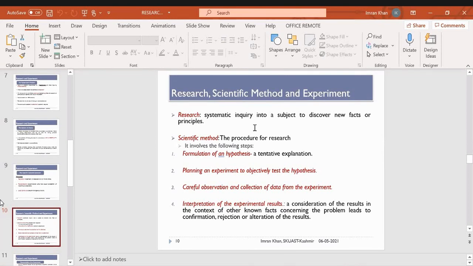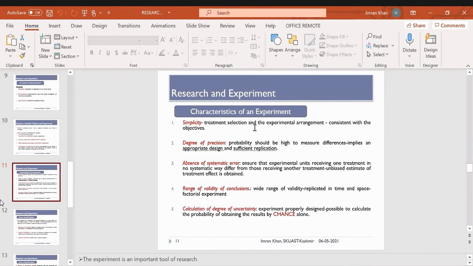Once the experiment is designed, when you conduct it, you collect the data. You generate the data from your experiments, so you have to have careful observations and collection of data. Once you have the data, you need to interpret the results. Consideration of results in the context of other known facts concerning the problem leads to confirmation, rejection, or alteration of the results.